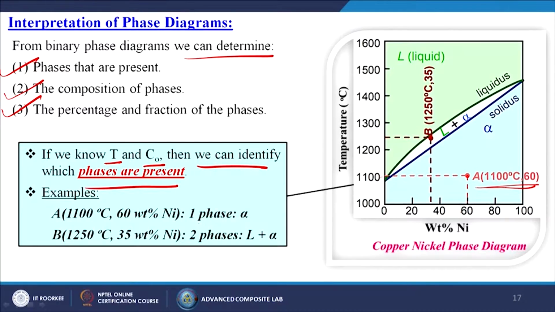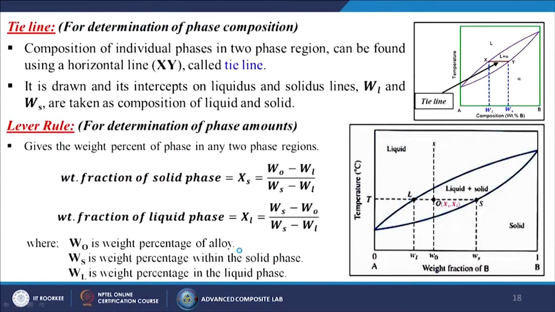So, one phase is present, that is alpha. Now consider point B. This is 1250 degrees centigrade with 35 weight percent nickel. Here two phases are present because it falls into the L plus alpha region. So, two phases are present, that is L plus alpha.